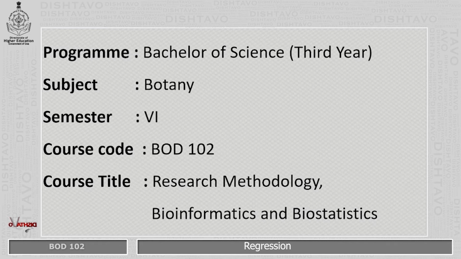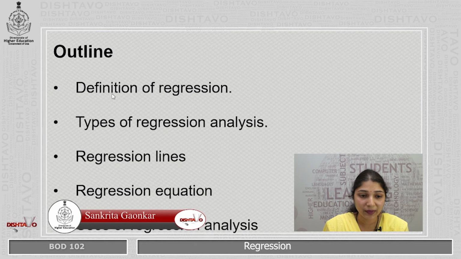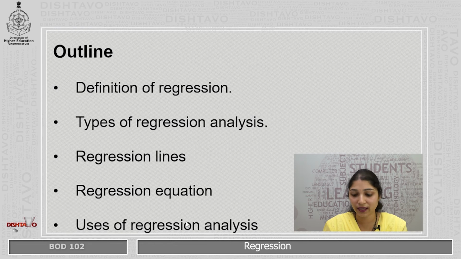So this course is for BSc third year and the subject name is Botany, semester 6, course code is BOD 102 and course title is Research Methodology, Bioinformatics and Biostatistics. Title of the unit is Measures of Central Tendency and the module name is Regression. So this is the outline of my presentation. Definition of regression, types of regression analysis, regression lines, regression equation and uses of regression analysis.